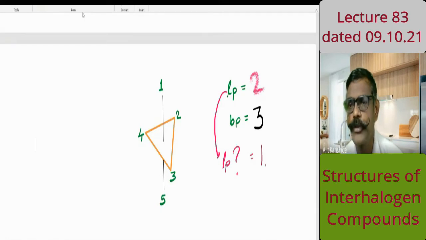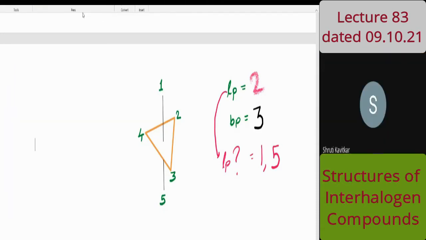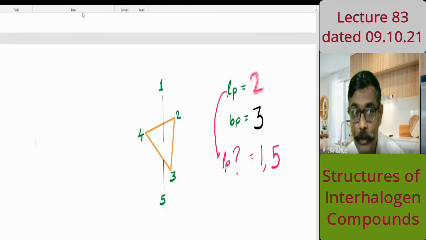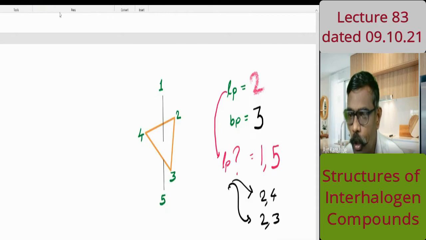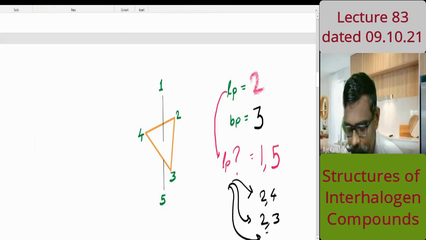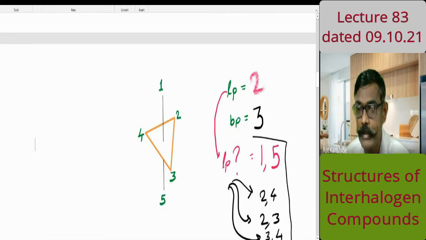One answer is position number 1 and position number 5. Any other answer? Yes, another possibility is that the lone pairs can occupy 2 and 4 positions, or 2 and 3 positions, or 3 and 4 positions. These are the possibilities. In total, 4 possibilities are there.